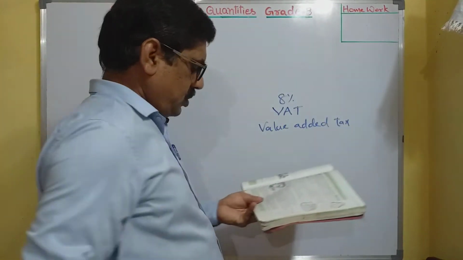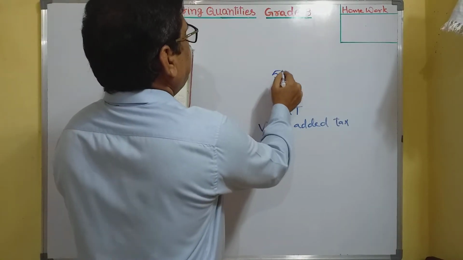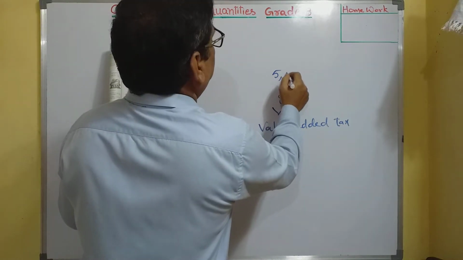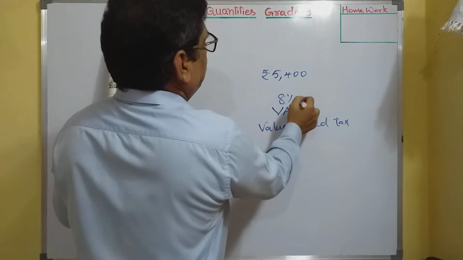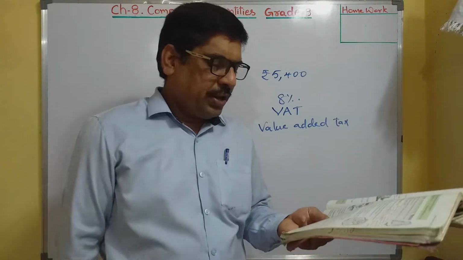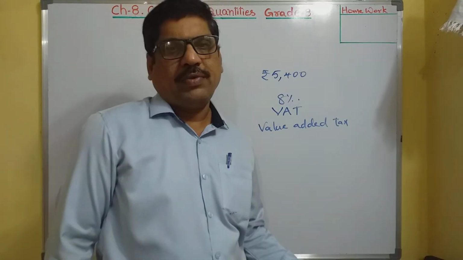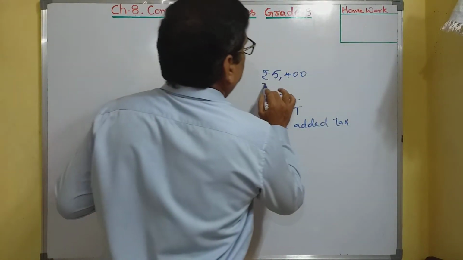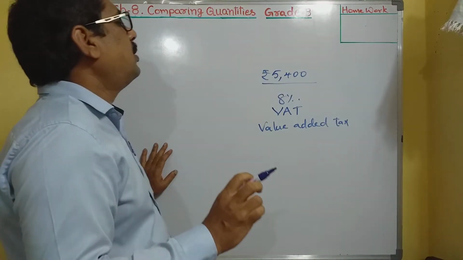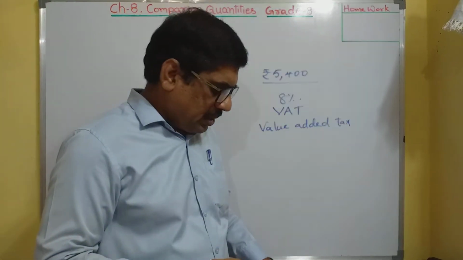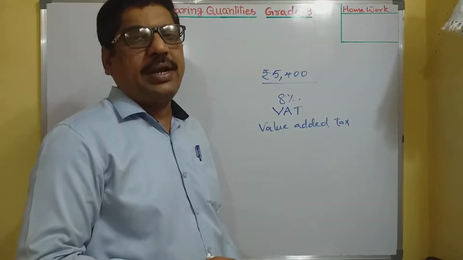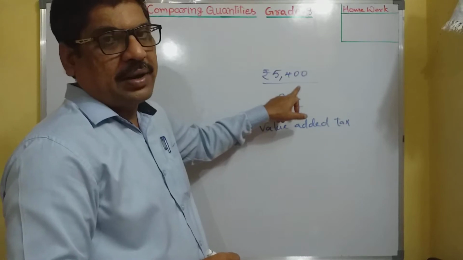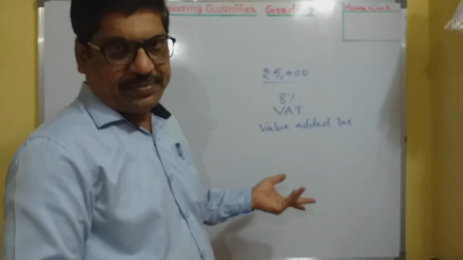8% tax. Now a person purchased a hair dryer for 5400 rupees, and this is the tax he was paid already. Find the price before VAT was added. Now see, this was the price of the article, paid by the person who bought the hair dryer. So it is the CP for the shopkeeper, SP for the retailer, the person who bought it.